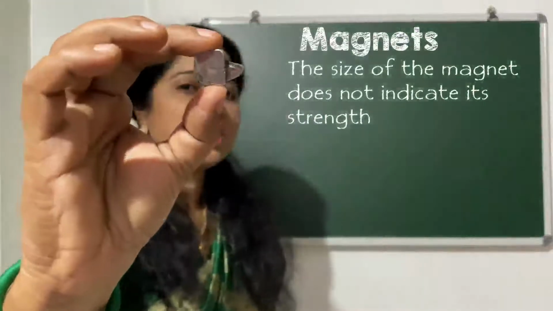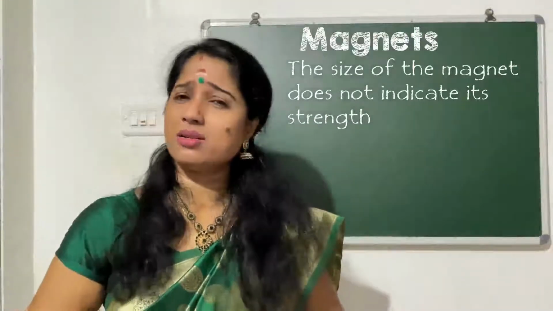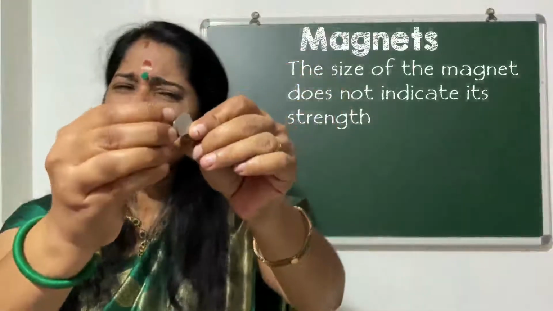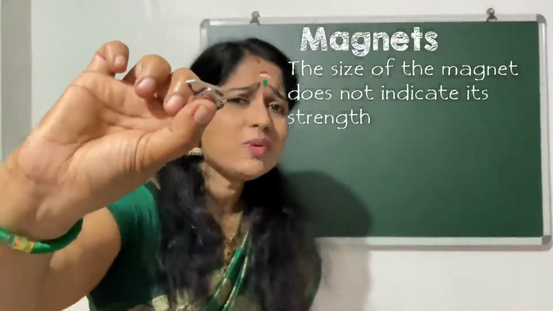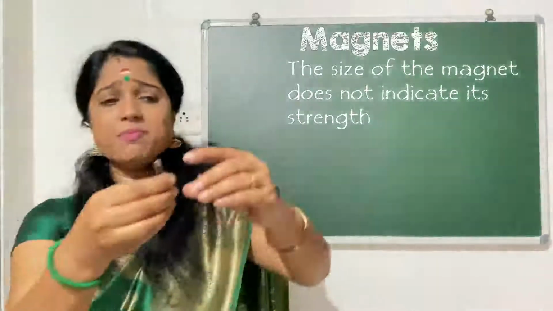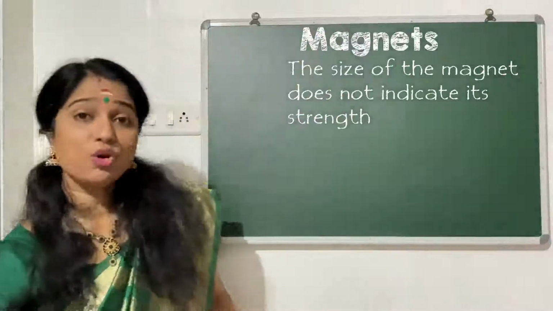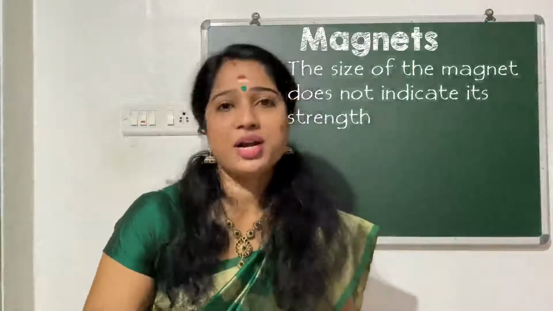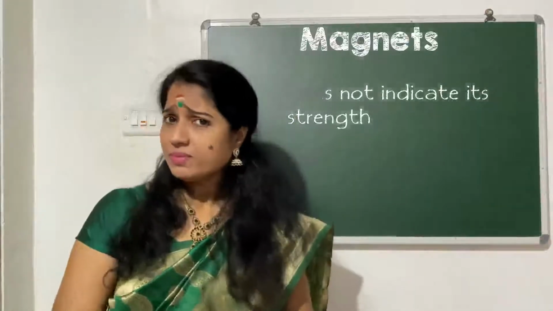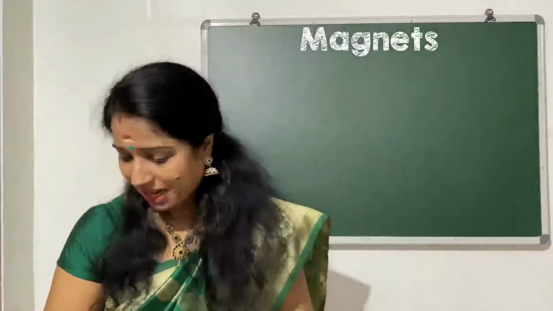See, these are the two pieces of the magnet, but it is too difficult to separate them because their power of attraction is very much. When you see this, it is very small, isn't it? But the power of attraction of these magnets is comparatively very powerful. So the size of the magnet does not have any role in the power of attraction. There's another property of the magnet. Clear?